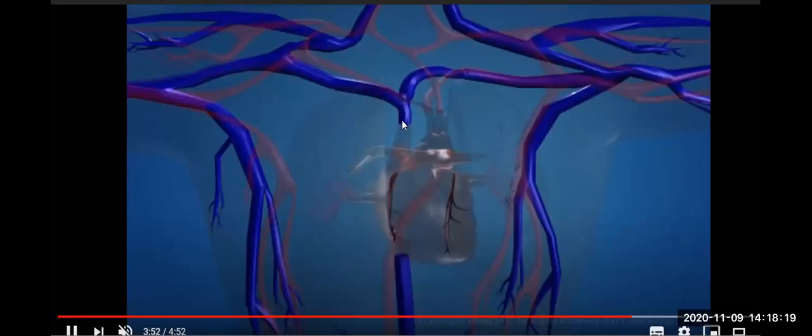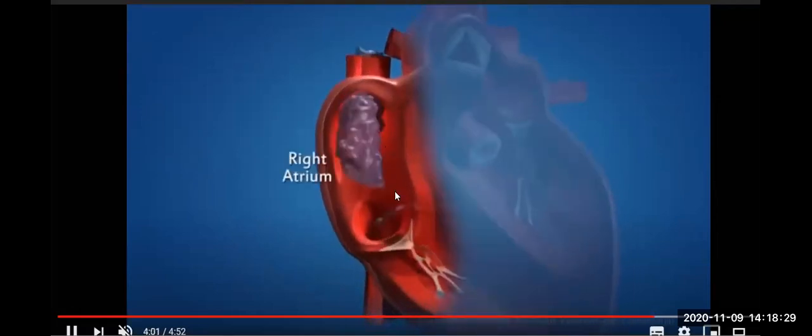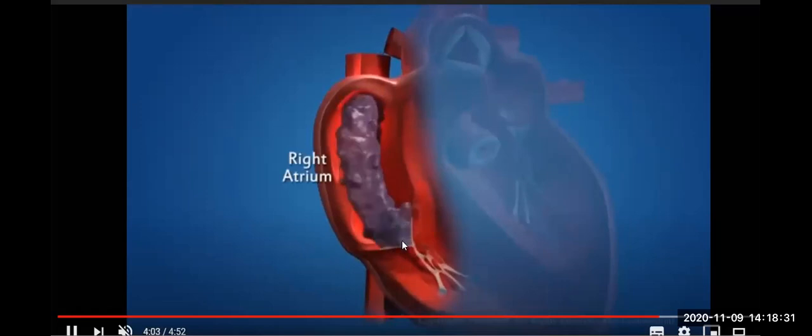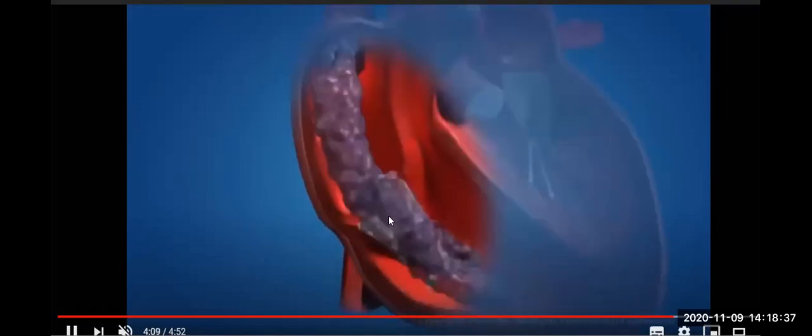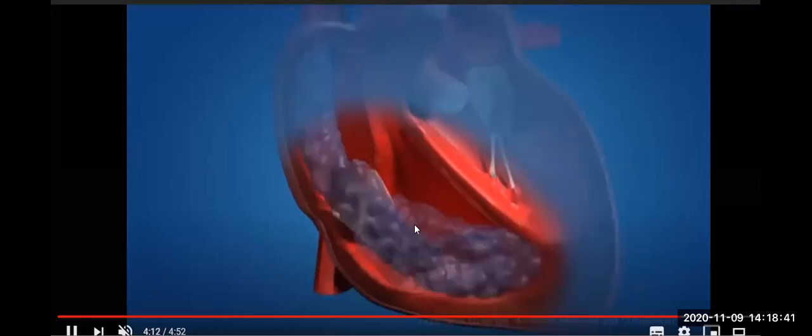Okay, vena cava, right? Remember, step by step, write it down and remember. Now, see, this was your vena cava. So from here, the blood comes inside your right atrium. And there we have a door, which is a tricuspid valve. Then the tricuspid valve will open and the blood will come to the right ventricle. Right ventricle, got it?